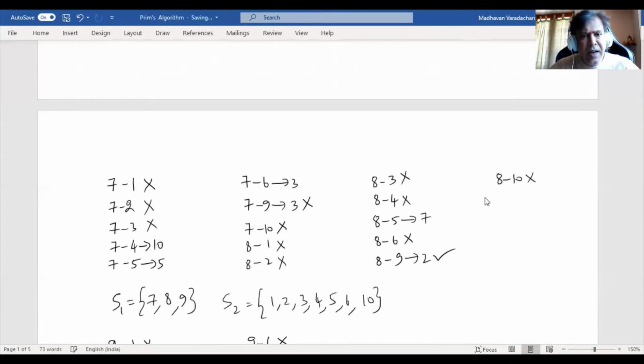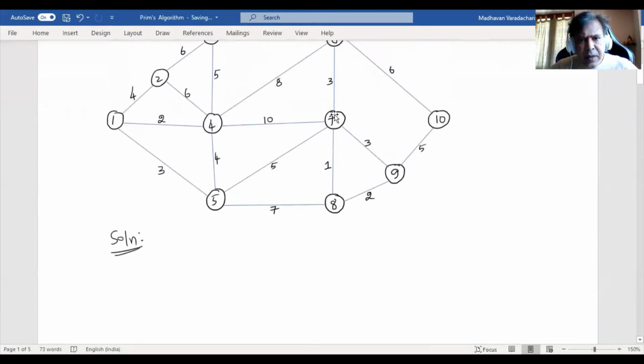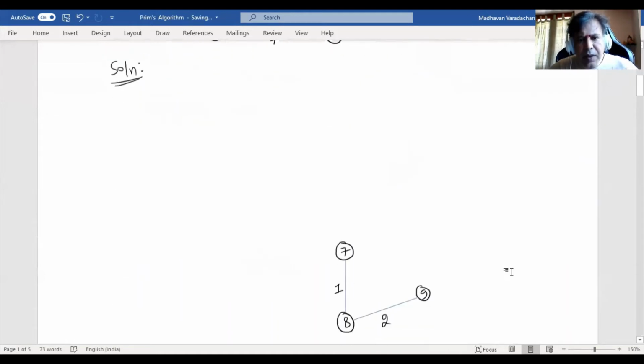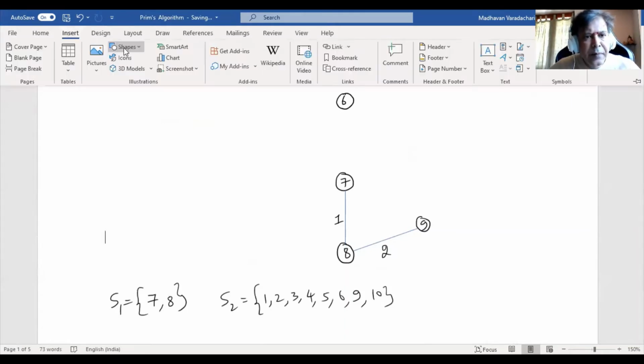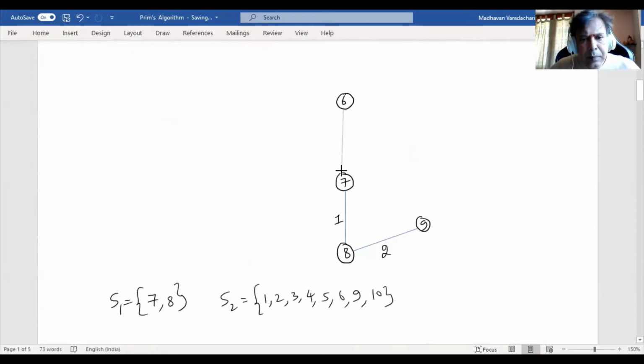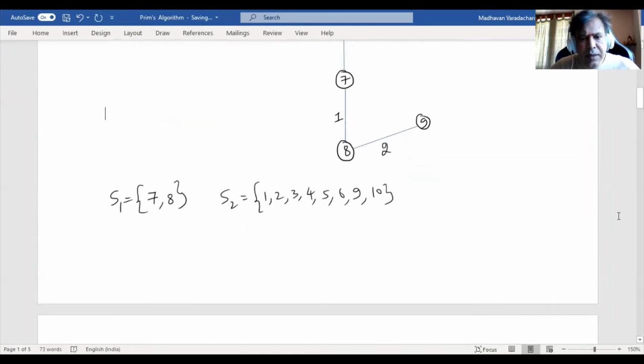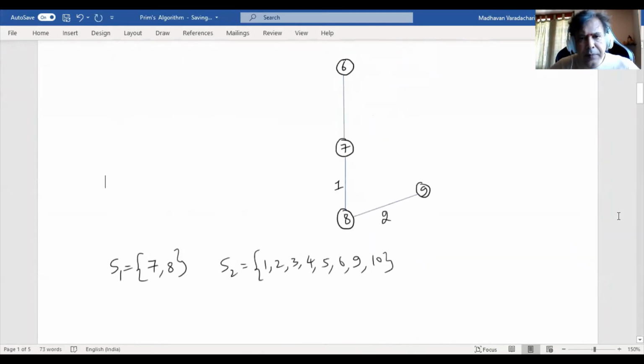So what is left now is 7 to 6, which is 3. Where is 6? Above 7. So I will draw a vertex above, call it as 6, and then connect this 6 and 7. And the distance 7 to 6 is 3.